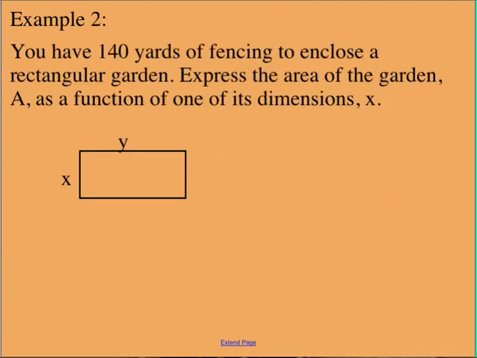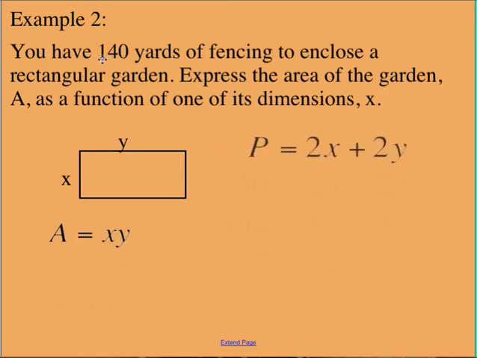The last example for a word problem that I have is regarding perimeter and area. It says you have 140 yards of fencing to enclose a rectangular garden. Express the area of the garden, A, as a function of one of its dimensions. Now you're probably wondering how can we write area as a function of one of its dimensions. So first we're going to write the area formula for this rectangle, A equals x times y. But I gave you some information that's going to help us to rewrite this equation so that we only have an x value.